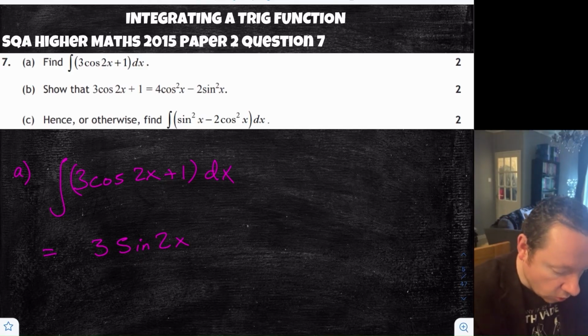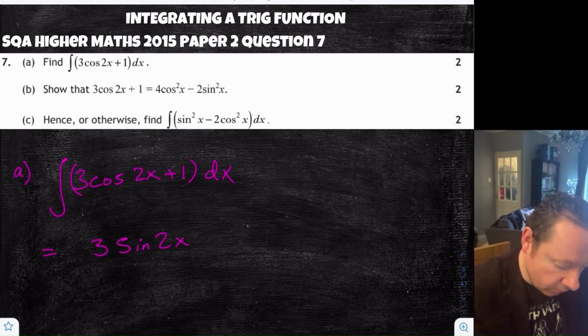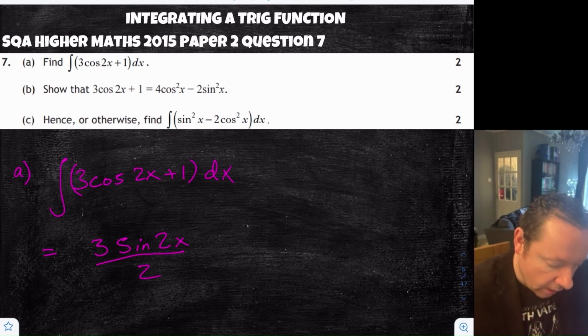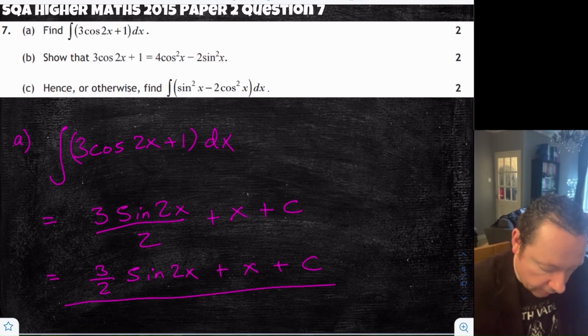This is not cos x, it's cos 2x, so the chain rule applies. So you differentiate 2x to get 2, and you then divide by it. So it's divided by 2. And now I can integrate the 1, so it's plus x, and then I've got a plus c on the end. So just tidying that up a little bit, I could write that as 3 over 2 sine 2x plus x plus c. And we're done there.